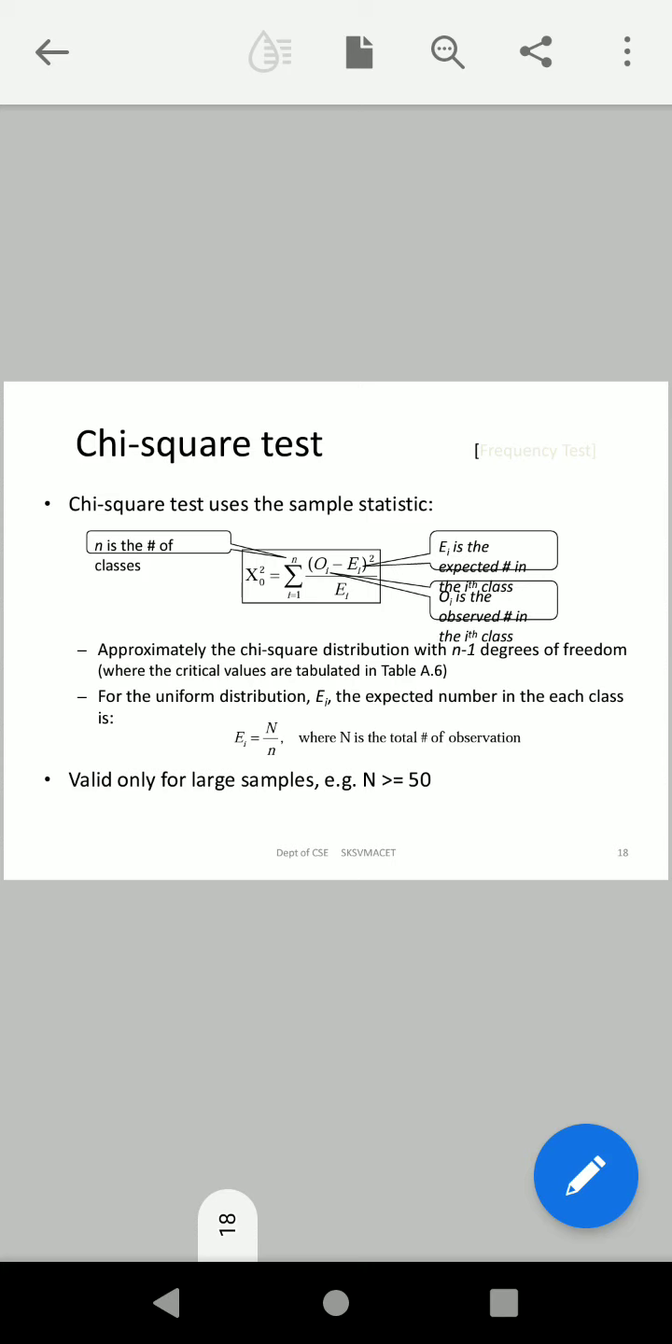For the uniform distribution, the expected number in each class is given by E_i = N / n, where N is the total number of observations. This test can be applied when the N value is greater than or equal to 50.